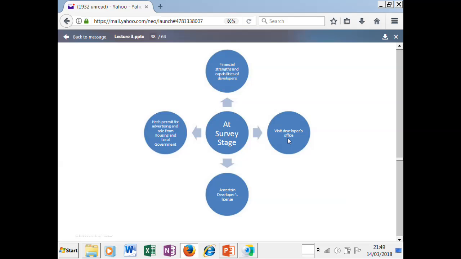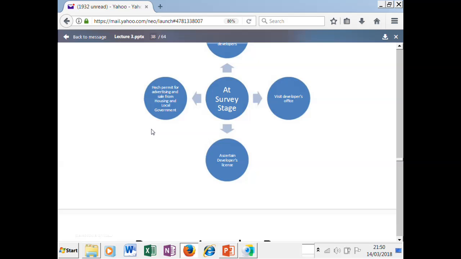Okay, go and visit the developer's office, and then ascertain the developer's license, and the permit for advertising and sale from housing and local government. Basically, check whether they have done this with the local government. But in Malaysia it is usually not there. Majlis daerah, go and see, at least the district council, easy.